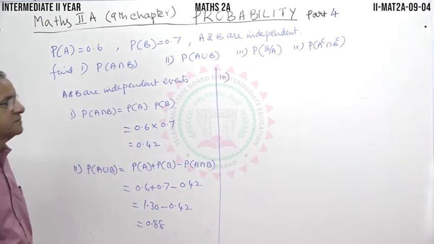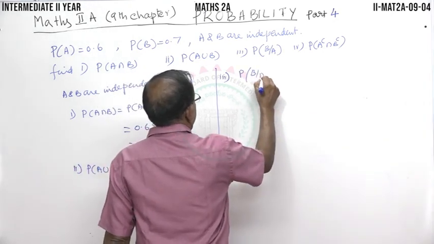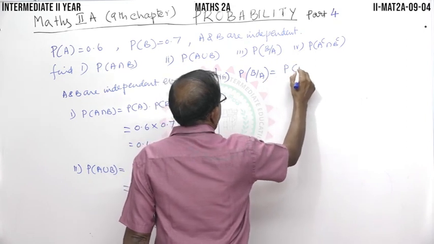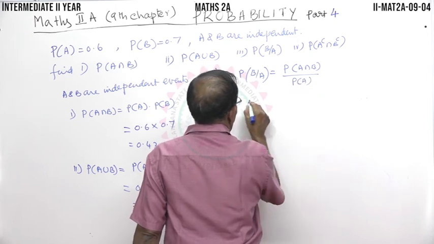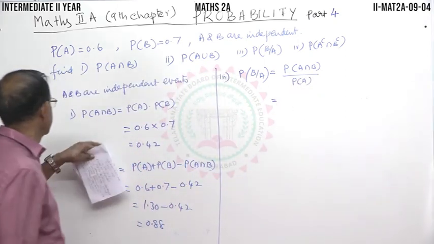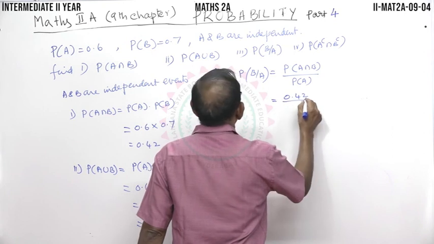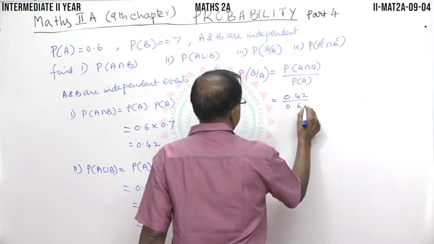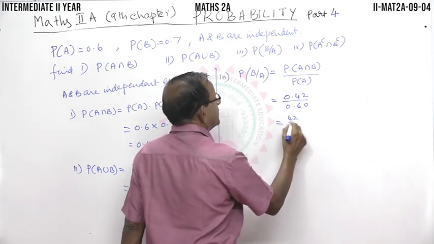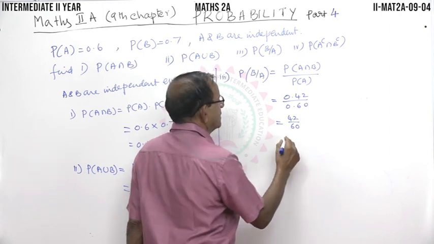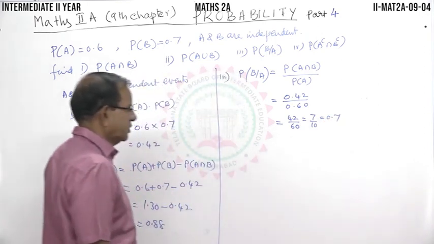And next, the third one. P of B by A, P of B given A. Formula is P of A intersection B by P of A. Equal to P of A intersection B is calculated already. It's 0.42 by P of A is 0.6. You can put 60 also. Multiply numerator and denominator with 100, you will get 42 by 60. Cancel 6. That is 7 by 10. You can write it as 0.7.